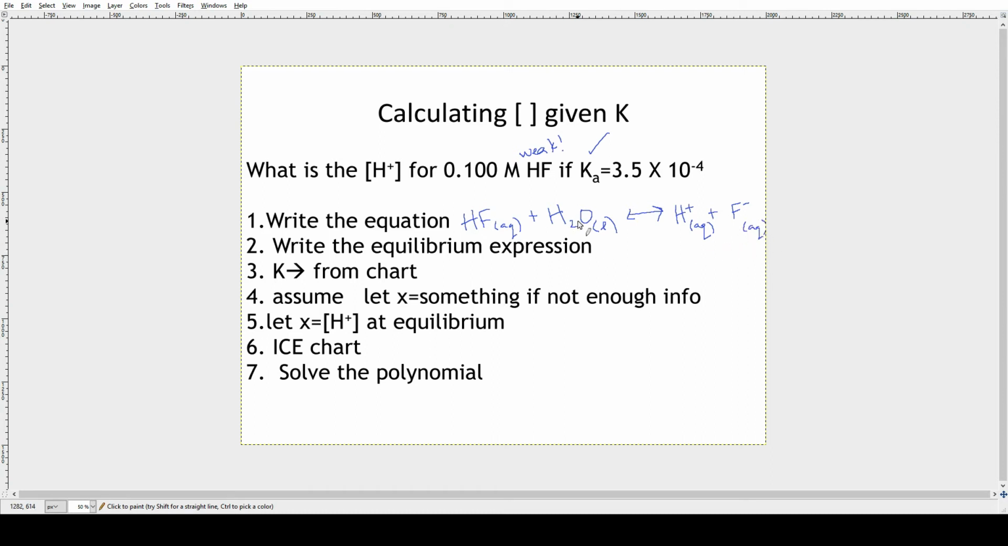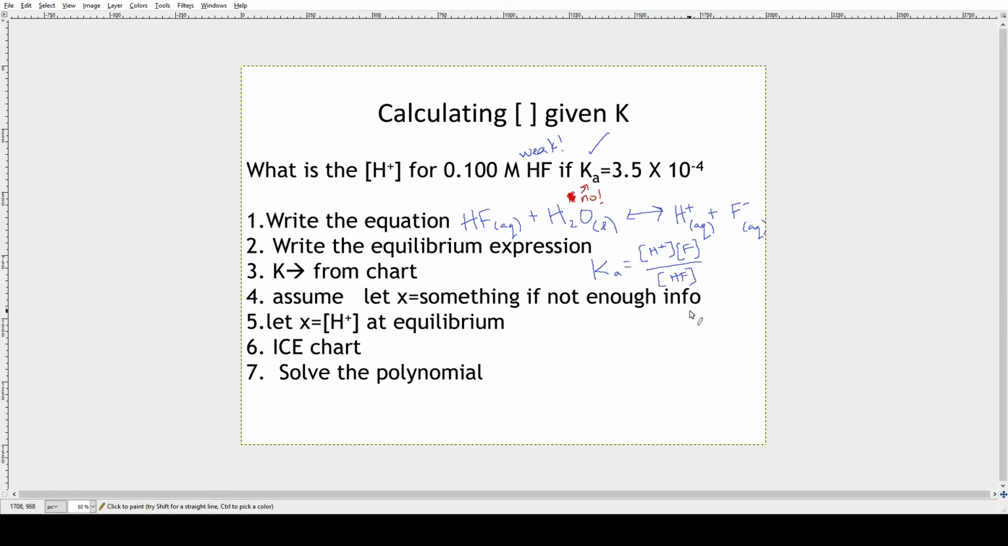So you should have lights flashing above your head. This is a liquid. It does not get included in your Ka. Don't include it. It does not go in there. No. We don't include liquids and solids because their concentrations do not change. They don't really have concentrations. Okay, we're going to have an equilibrium expression. So our Ka will be our products over our reactants, which is just HF. Do not include H2O.